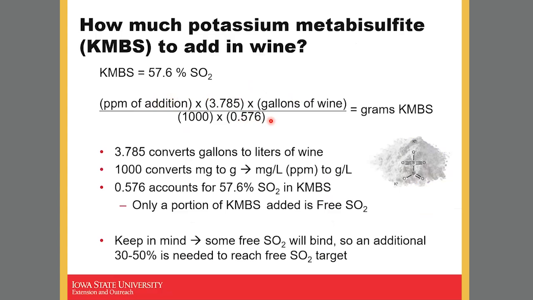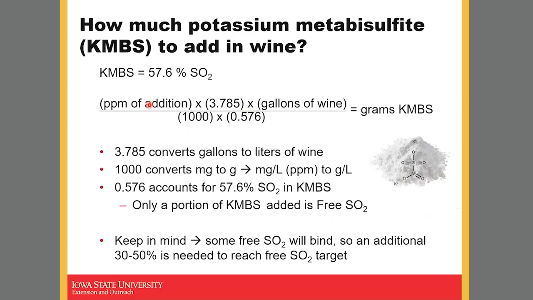So when we do that, if we want to add 79 ppm of free SO2, because the pH of our wine is 3.80, we did the calculation, and that means you're going to have to add 45.3 grams of potassium metabisulfite. That's just an example. Or 51.9. Okay, so 51.9 grams if you want to add 79 ppm of free SO2.